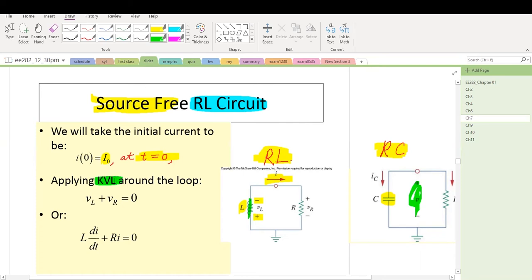We apply KVL in the loop, which means that VL plus VR equals 0, and then we apply Ohm's law for the inductor. VL equals L di/dt, plus Ri. This is Ohm's law for the resistor, and this is a first order differential equation.